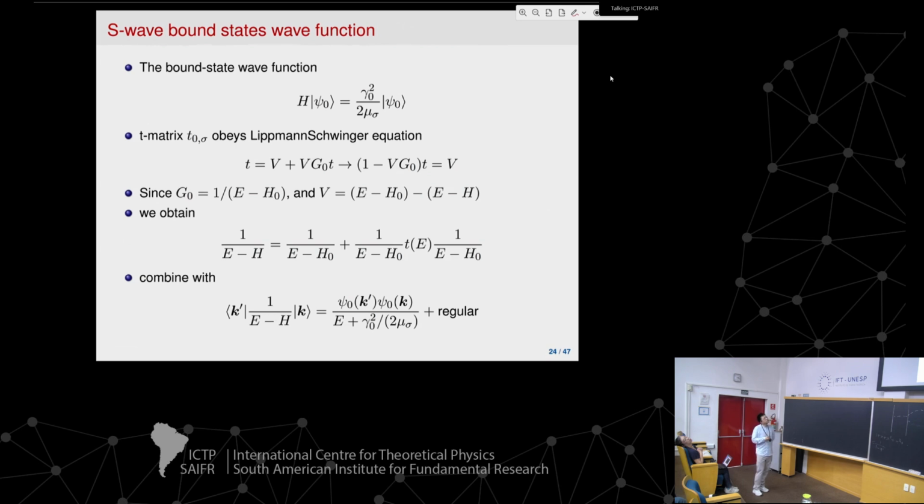Basically, if you rearrange it, putting the second part on the right-hand side of the equation to the left, you will have 1 minus V G0, in brackets, times T equals V.